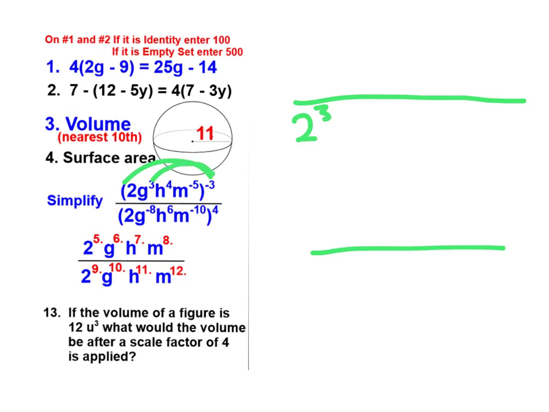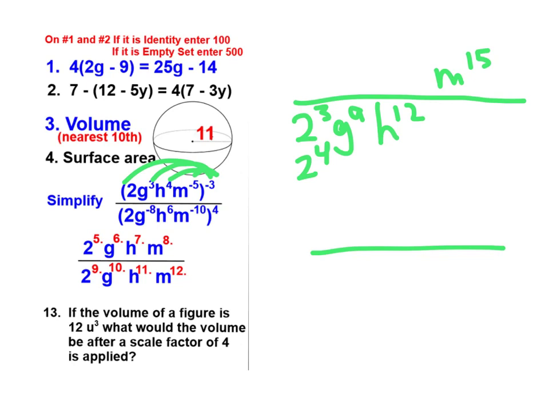Then I have g to the negative ninth, which is a g to the positive ninth on the bottom. Then I have an h to the negative 12th, which is an h to the 12th on the bottom. And then I have an m to the positive 15th, which stays on the top as an m to the positive 15th. Go to the bottom. On the bottom, I have 2 to the 4th. It stays on the bottom because it's a positive exponent.